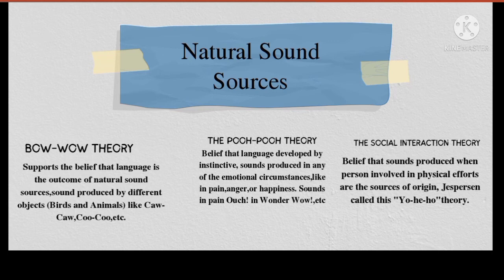The social interaction theory believes that sounds produced when a person is involved in physical effort are the source of origin. Jespersen called this the Yo-he-ho theory. When people were living a primitive life, they usually worked in groups, and when they were involved in physical effort, they might have made sounds while making that effort, so it may be the source of the origin of language. Jespersen called this the Yo-he-ho theory, and it is called the social interaction theory.